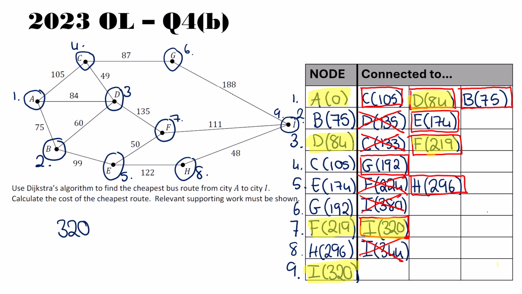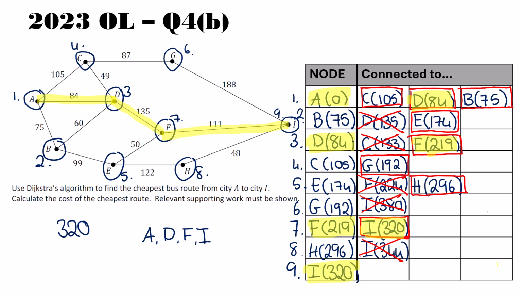So that means we were going I, and it came from F. F in turn came from D. D in turn came from A. So our actual route here is A, D, F, and I.